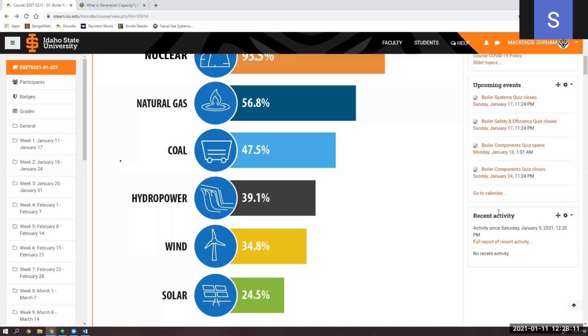Why? What are some of the things you guys can think of that would make such a difference between nuclear, coal, and then solar? The natural happenings of the earth. Fast. Okay.